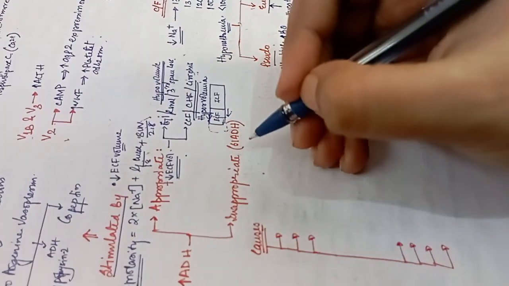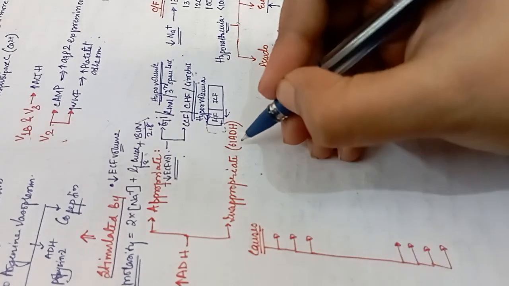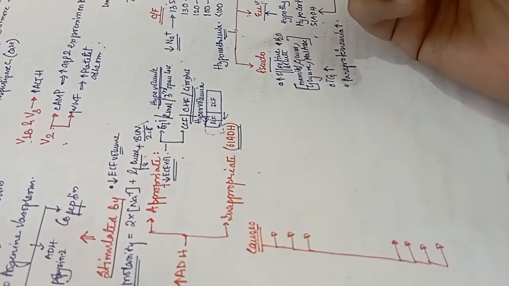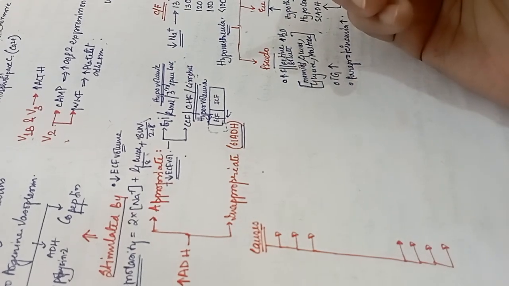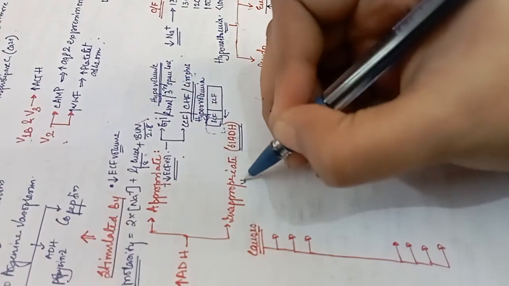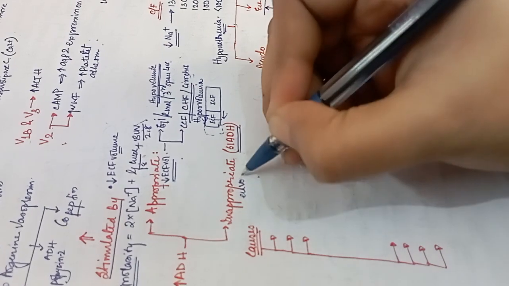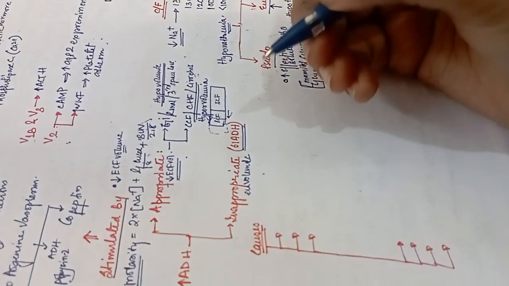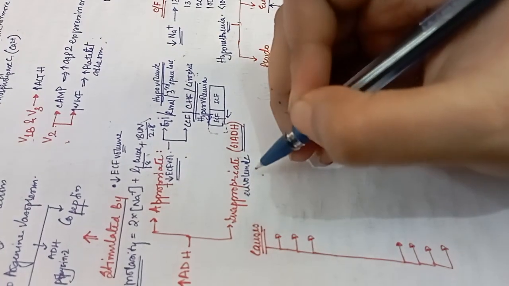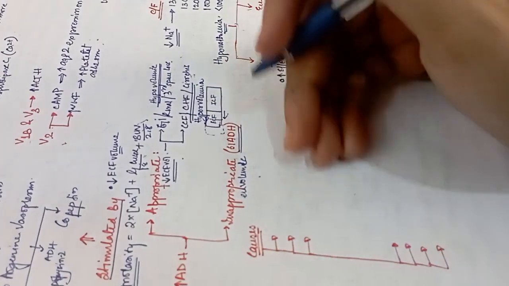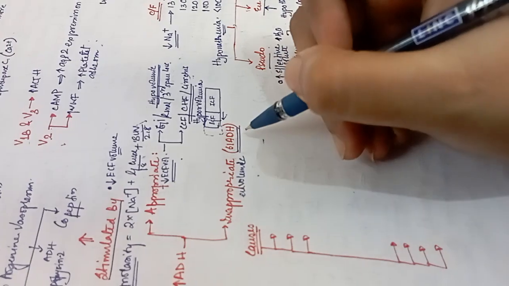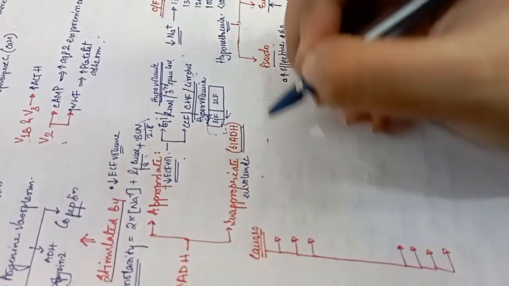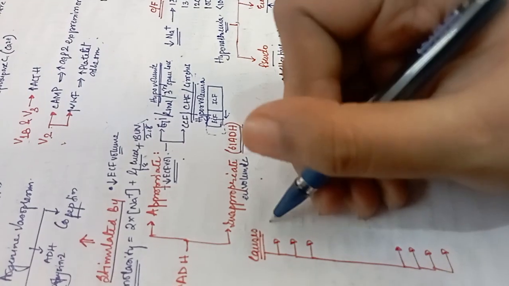So effectively the total volume is increasing. Hypervolemic. So in SIADH, inappropriate ADH secretion, the volume is euvolemic. There is no change in volume, but the osmolarity is getting modulated because of the ADH. So what are the causes of SIADH?